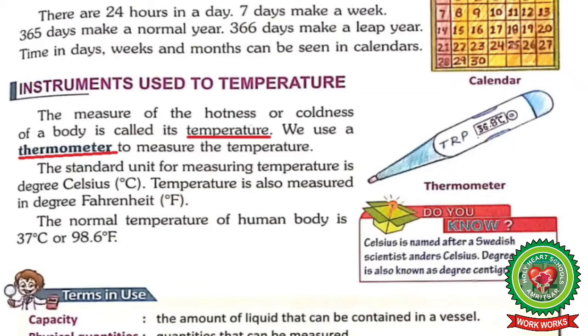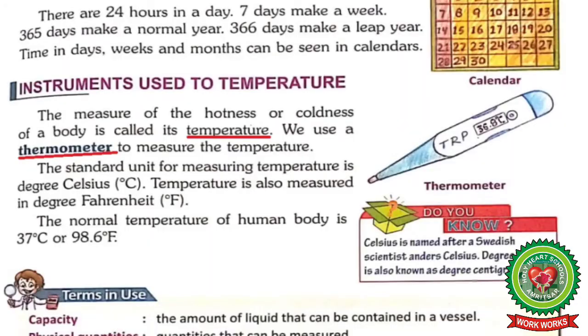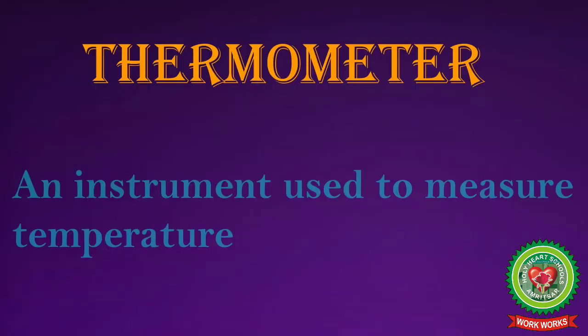The measure of the hotness or coldness of a body is called its temperature. Underline the word temperature and write down its definition. The degree of hotness or coldness of a body. The device that is used to measure temperature is thermometer. Underline the word thermometer and write down its definition. An instrument used to measure temperature.